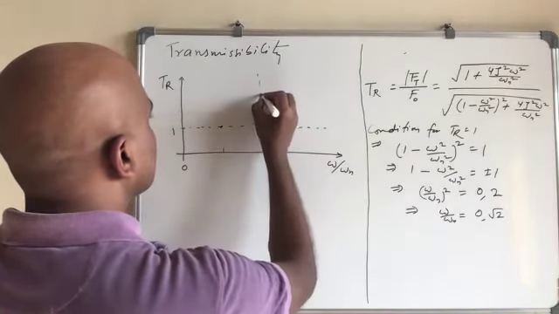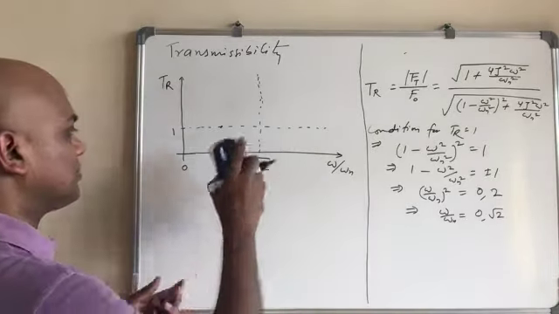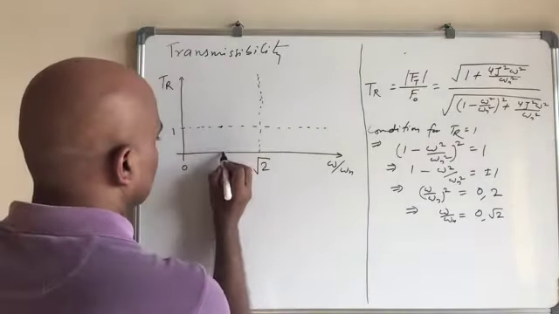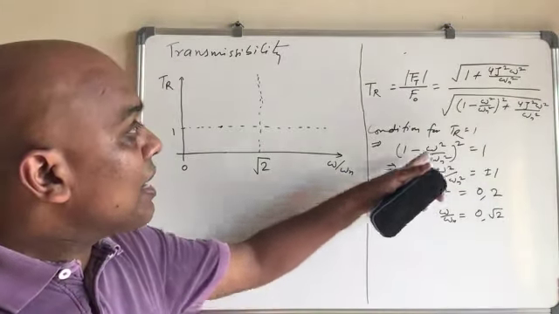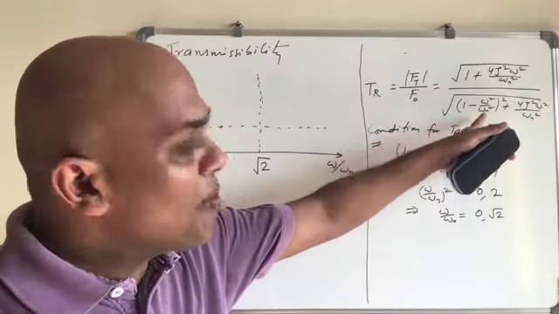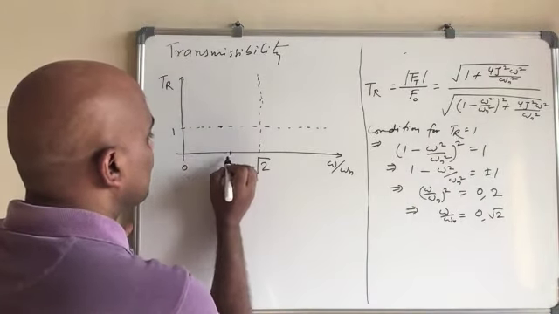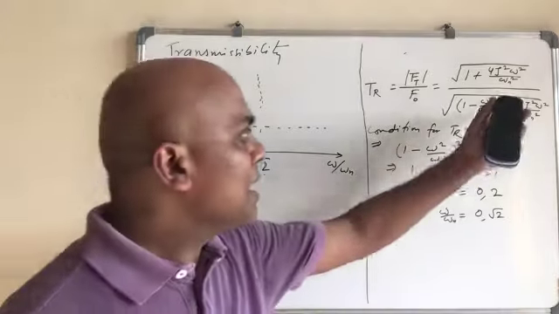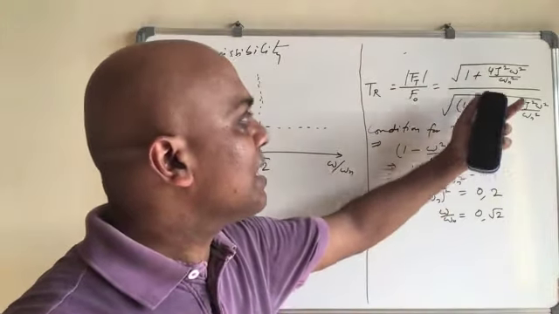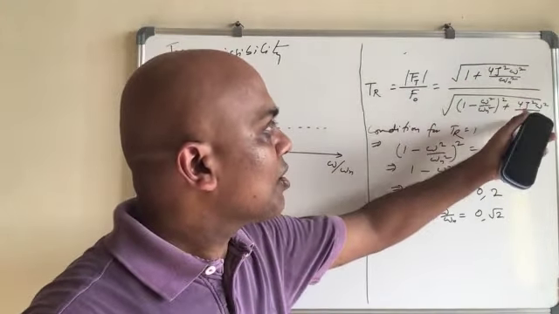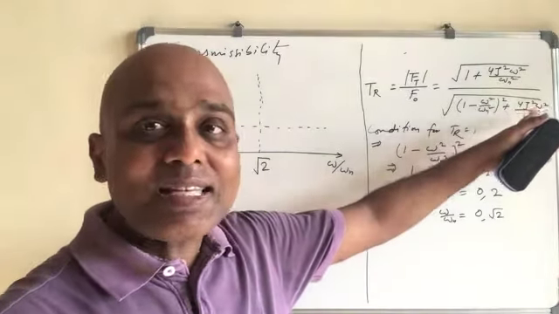Okay. So let's say root 2 is here, like this. Okay, so when omega equals omega n, somewhere here, right? When we have 1, then what happens? When omega over omega n equals 1, we get this 0, and then you get 1 plus this divided by this one. So here, depending on zeta, you will get the value.